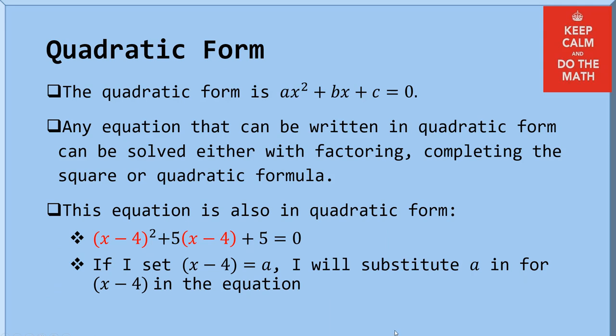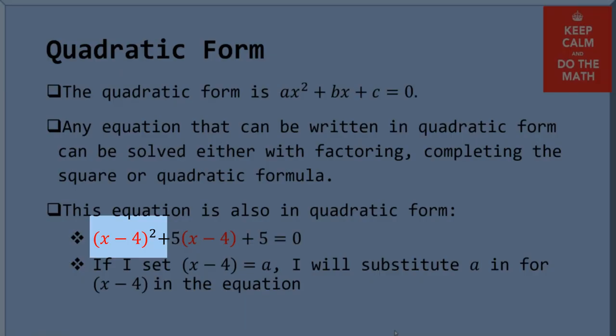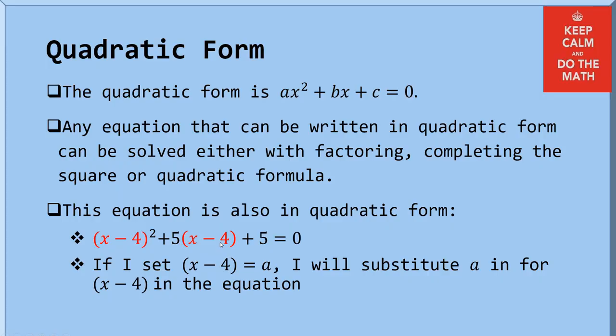So this equation down here is also in quadratic form. You'll notice in red that what I have here is x minus 4 squared, and over here I have 5 times x minus 4. So I have a first term that is squared. I have a second term that is the identical expression plus 5.